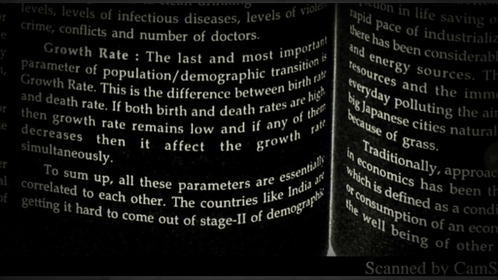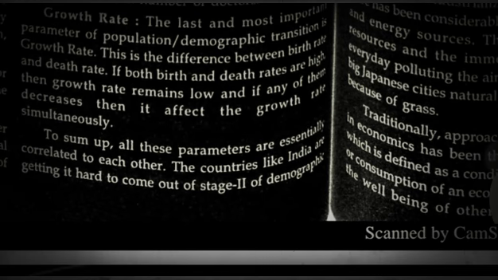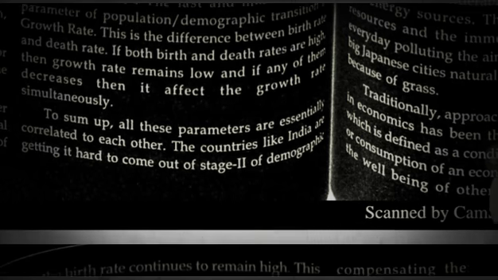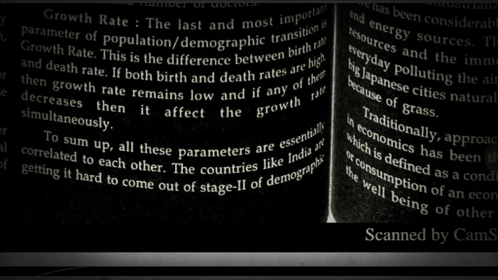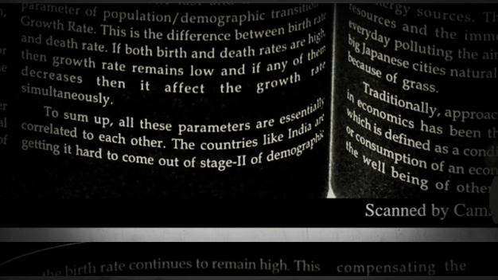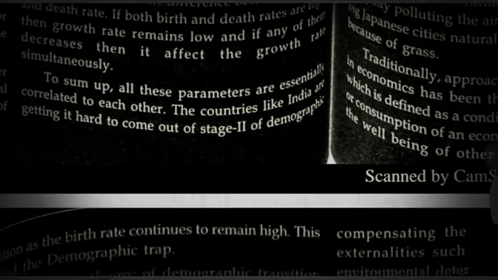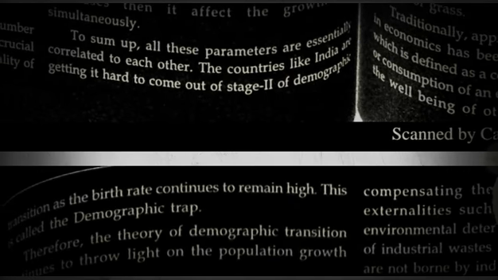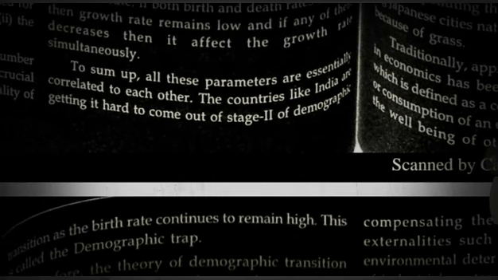And growth rate, the last and most important parameter of population demographic transition, is the difference between the birth rate and the death rate. If both the birth rate and death rate are high, then the growth rate remains low, and if either of them decreases, then it affects the growth rate simultaneously. To sum up, all these parameters are essentially correlated to each other.